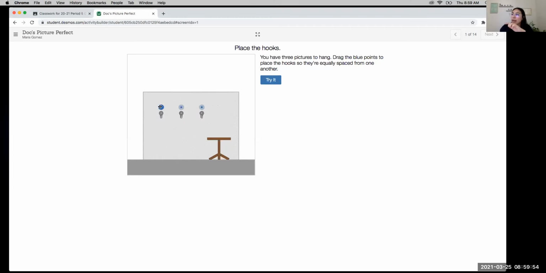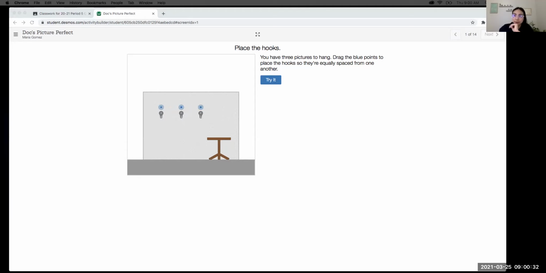I don't think it'll let you press try it if your hooks are not in the wall. Are all of your hooks in the wall? If I have this hook outside of the wall, it won't let me press try it until it's actually in there. And then make sure that you're not doing this on a phone. Again, the Desmos activities do not really work on phones. It messes up, and it won't let you do certain stuff like this with animations.